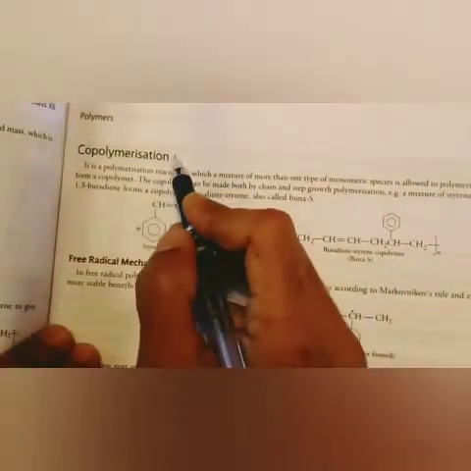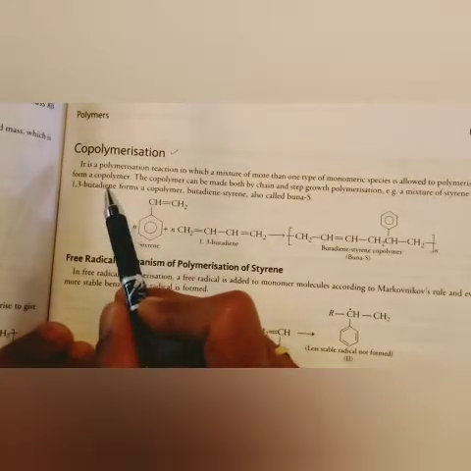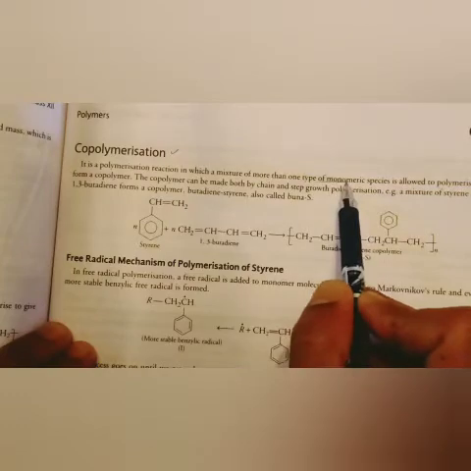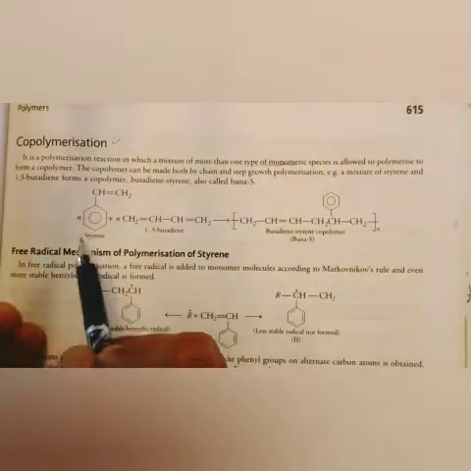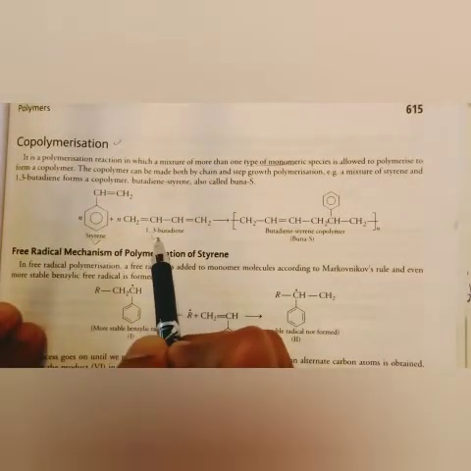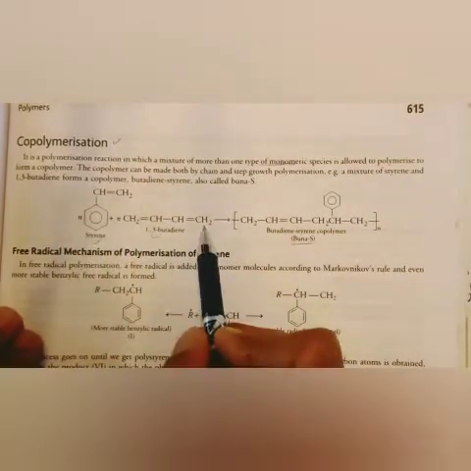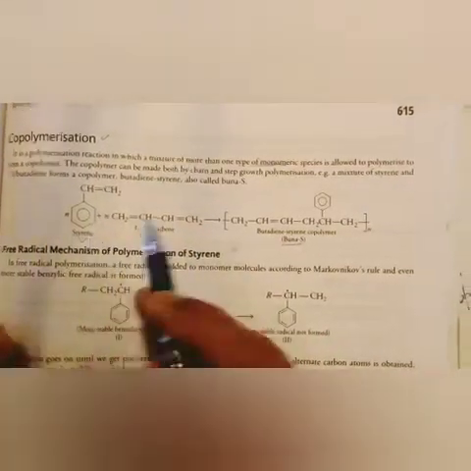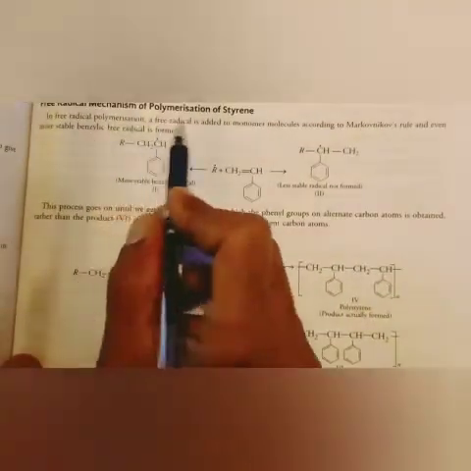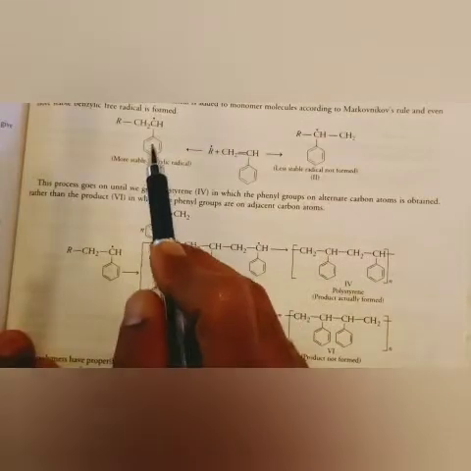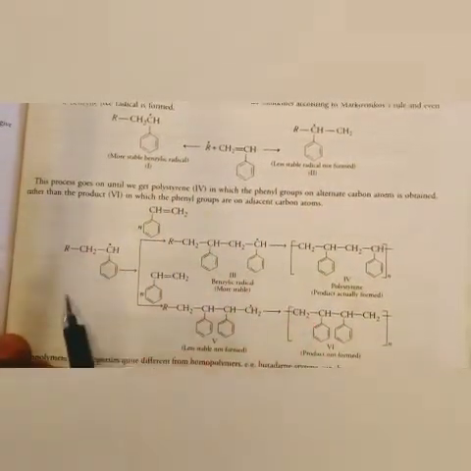The third type is copolymerization. In copolymerization, as I said, more than one type of monomer species is allowed to polymerize. Here, suppose styrene and 1,3-butadiene. Yesterday I told this example, and this forms Buna-S. This is copolymerization because two different monomers are polymerized, in the form of addition or condensation. Here also the free radical mechanism of polymerization of styrene is given by showing the free radical, and this is the process which goes on to polystyrene.